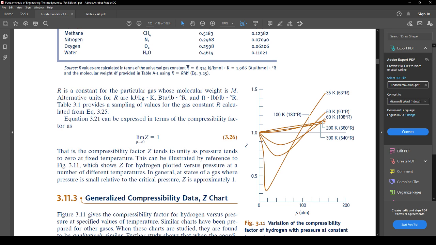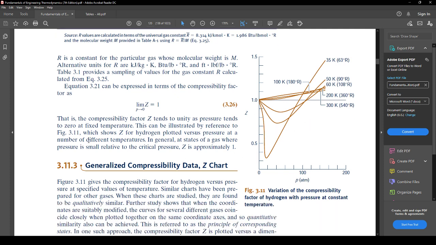This can be illustrated by reference to Figure 3.11, which is presumably this, that shows hydrogen plotted versus the pressure at a number of different temperatures. In general, at states of a gas where pressure is small relative to the critical pressure, Z is approximately 1. So what this is basically saying, let me try and summarize, is that the closer you are to Z equals 1, the closer to ideal conditions you are. So basically, at this line, hydrogen is a perfectly ideal gas, essentially, is what it's saying.